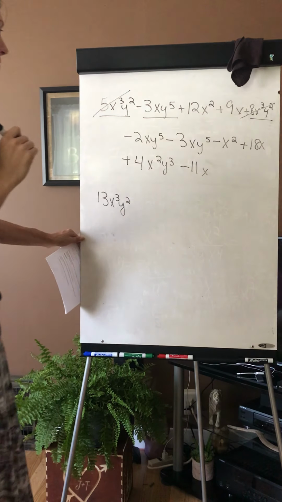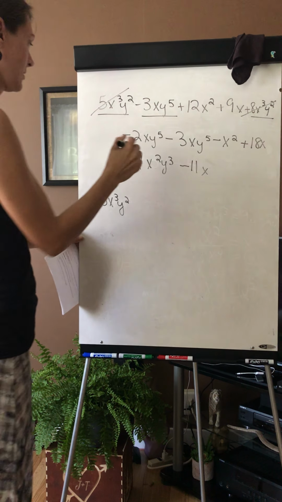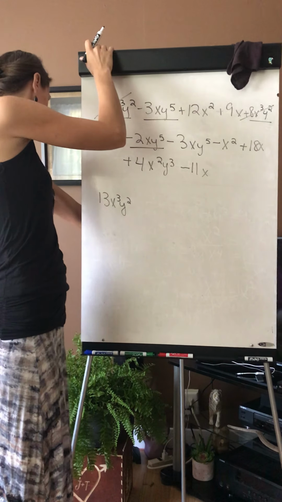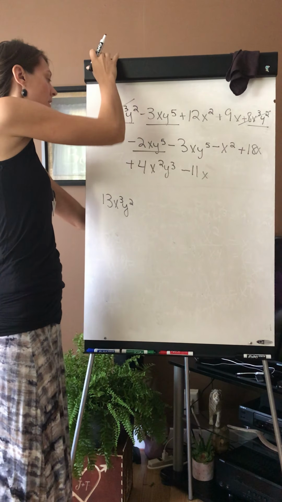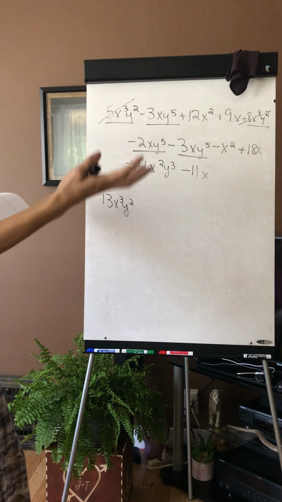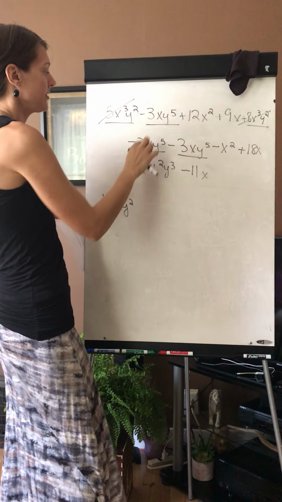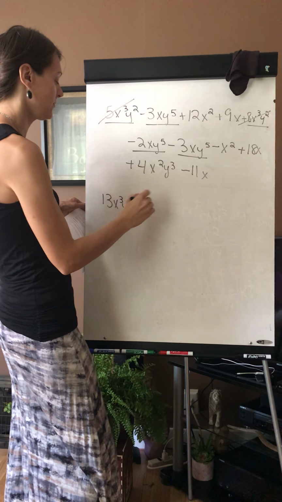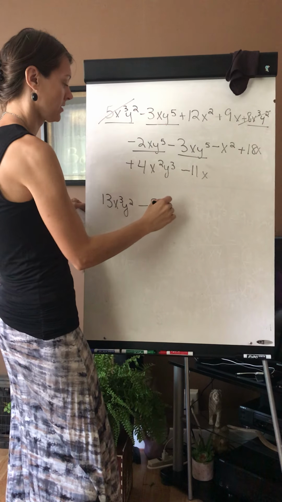I've got the negative 3xy to the 5th. I've got negative 2xy to the 5th. My board is not behaving. And then I've got a negative 3xy to the 5th. So I'm just going to go left to right. Negative 3, negative 2 is negative 5, plus another negative 3 is negative 8.